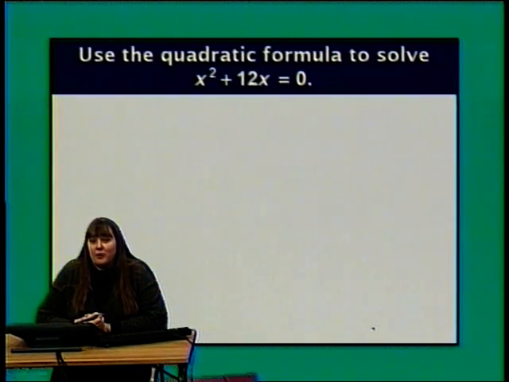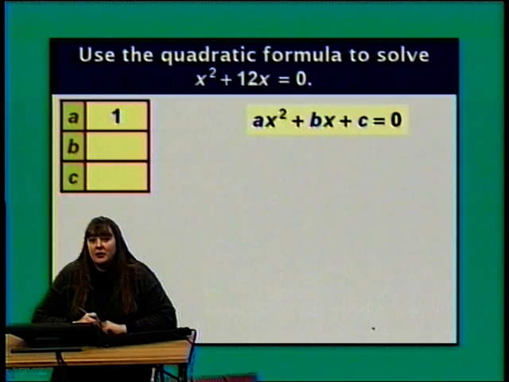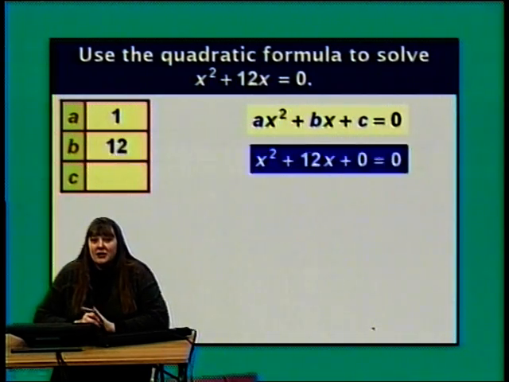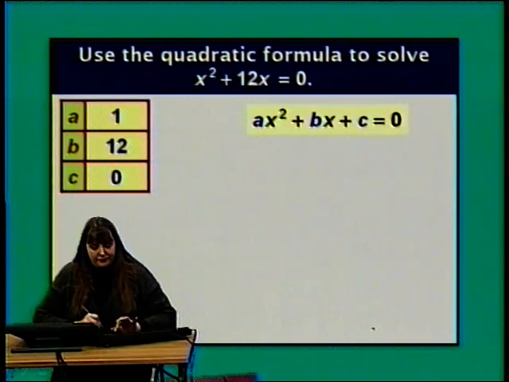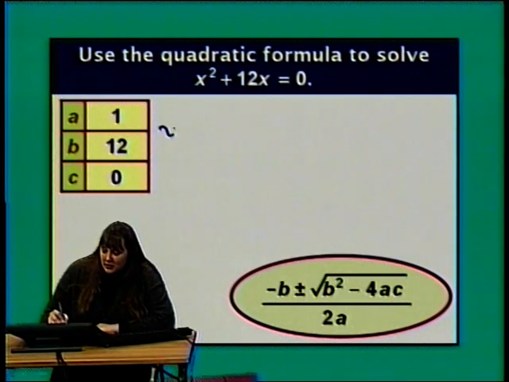Now let's use the quadratic formula to solve x squared plus 12x equals 0. So we're going to have a quadratic equation in the form ax squared plus bx plus c equals 0. So a, in this case, the coefficient of x squared, is 1. B, the coefficient of x, is 12. And I can think of this equation as x squared plus 12x plus 0 equals 0. So my constant is 0. C is 0.